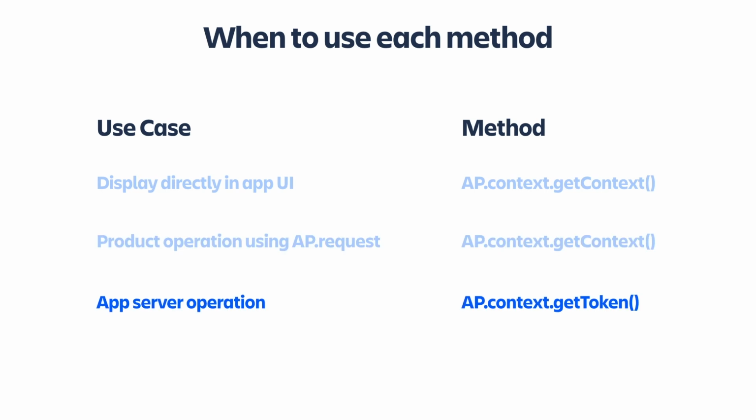If, however, your app needs to perform an operation on its server, then the context should be passed to it securely. This means you must use the getToken method.